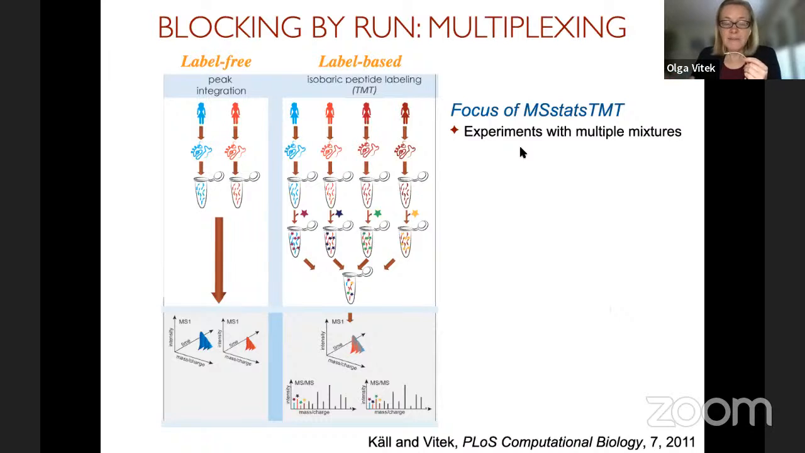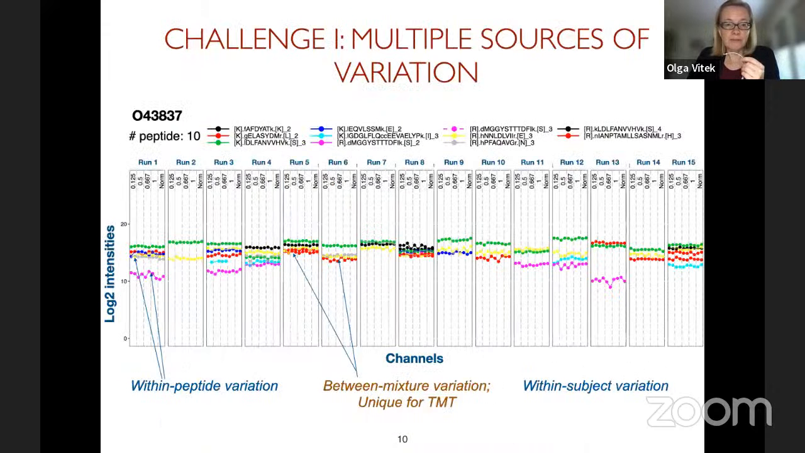MSstatsTMT can do that, but really the strength of MSstatsTMT is working with experiments where we have more replicates or more conditions than what can fit into one multiplex. So we really focus on experiments with multiple mixtures. And this introduces enough statistical complexity that we had to have a separate package for that because it's quite different from label-free experiments. And there are issues such as how we account for different layers of uncertainty, but also how do we design optimal experiments when we do multiplexing. And so that's really what we focused on.